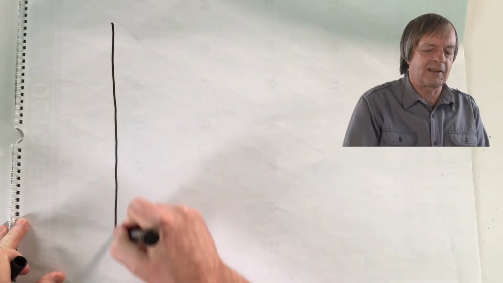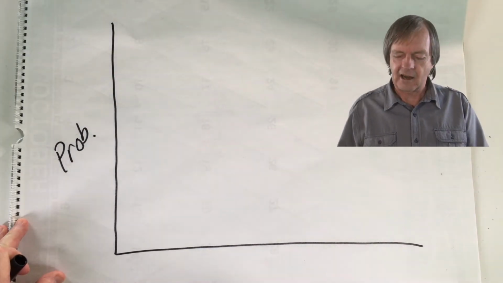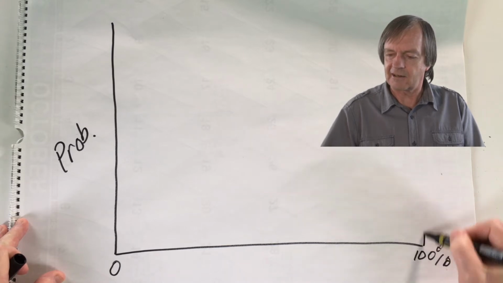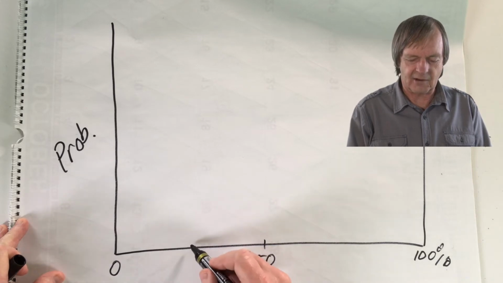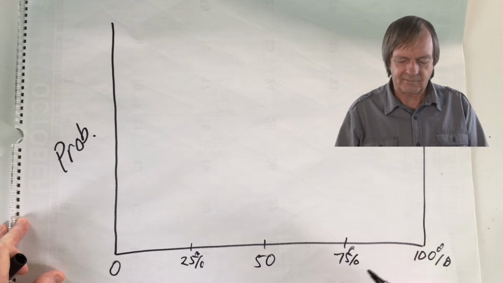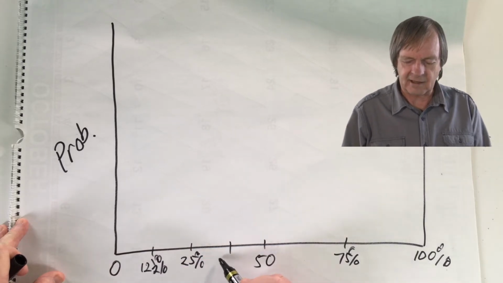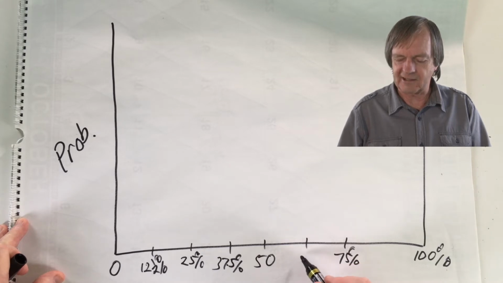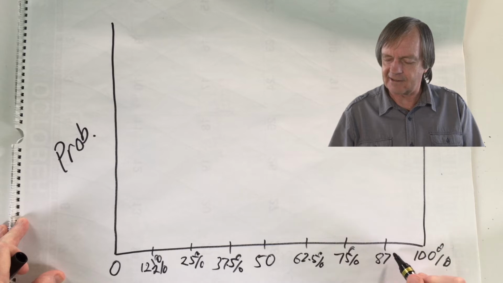So I'll draw the probability on the y-axis, and on the x-axis I will start at 0 and go up to 100%. So obviously it won't be any more than that. And halfway will be 50. So halfway, 25%, 75%, and half that, so you've got your 12.5%. That'll be 37.5%, and we have 62.5, and that will be 87.5%.